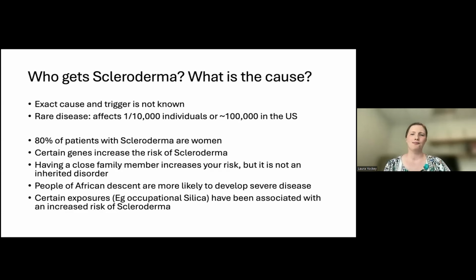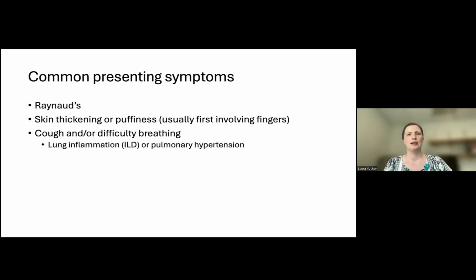And a few other things that we know: people of African descent are more likely to have severe disease. And then there are some studies that suggest certain exposures increase the risk of scleroderma, but it's not causal, and not everyone who has scleroderma necessarily has these exposures.